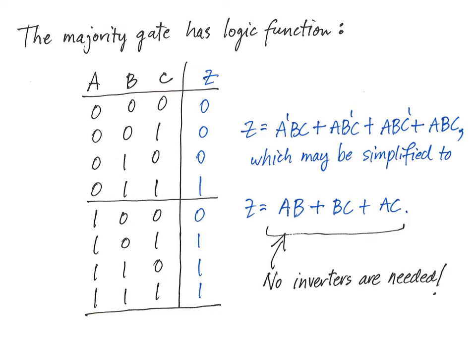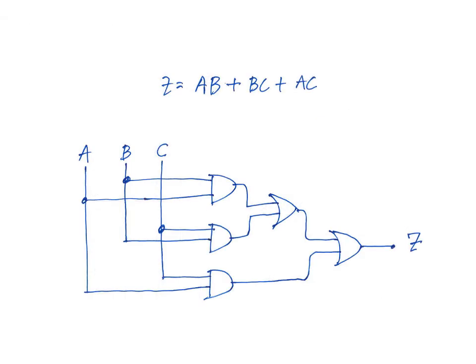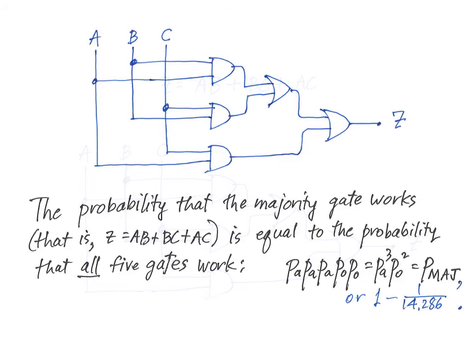Here is the logic circuit using only 2 input gates as we were given for the majority gate. It implements the function Z equals A and B, or B and C, or A and C. So it requires 5 gates, 3 AND and 2 OR.